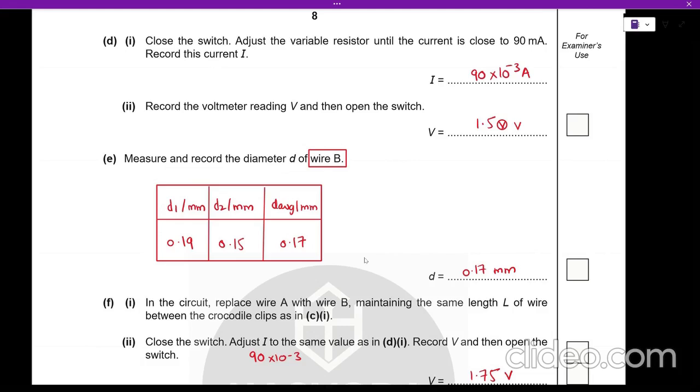Then part E says measure and record the diameter D of the wire B. They have also provided us with another wire according to this experiment, which differs in diameter, because they are going to be calculating the resistance and things like that. So we just kept the diameter of the second wire a bit low. D1 is 0.19 millimeter and D2 is 0.15. So the average was 0.17 millimeter.